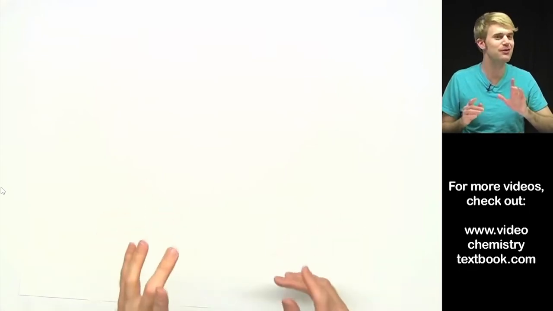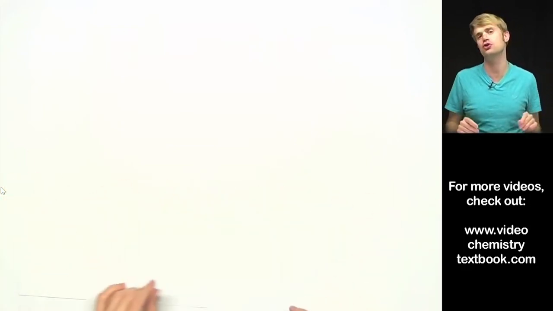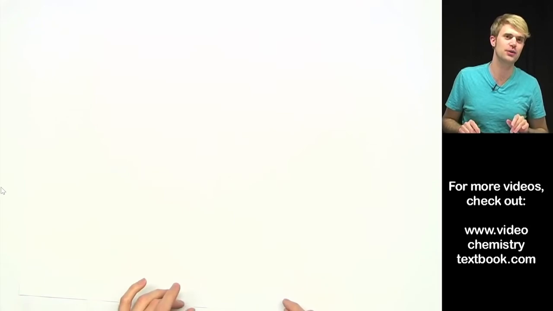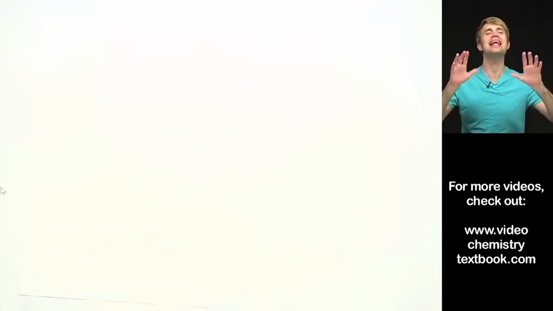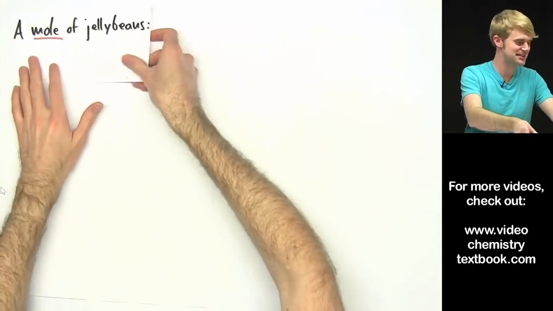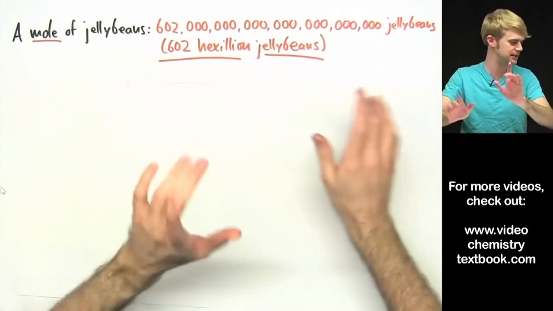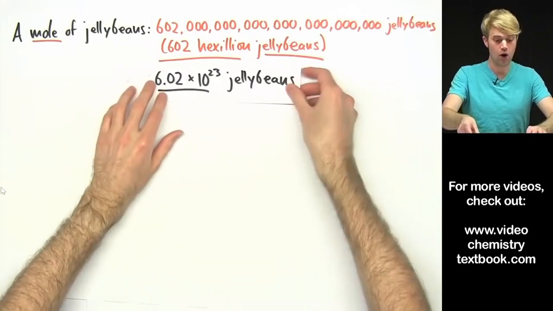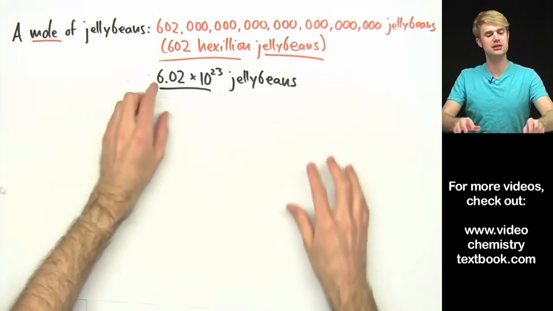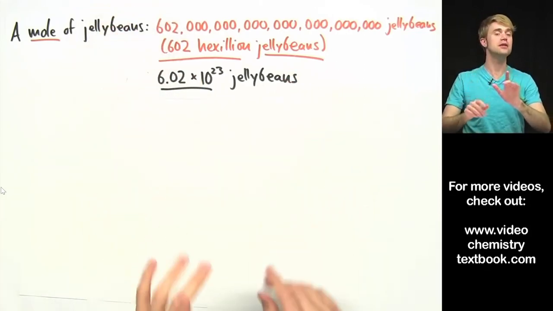Okay, so now we've learned what a mole is, how many things are in a mole, and we've learned how we can abbreviate this gigantic number, 602 hexillion. The last thing I want to do is give you a sense of how gigantic this number really is. So let's think about this mole of jelly beans that we talked about earlier. 602 hexillion jelly beans, which you know now we can abbreviate as 6.02 times 10 to the 23rd jelly beans. These are all just three ways of writing the same number.